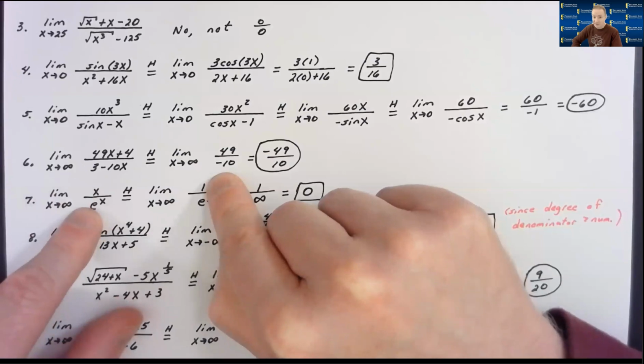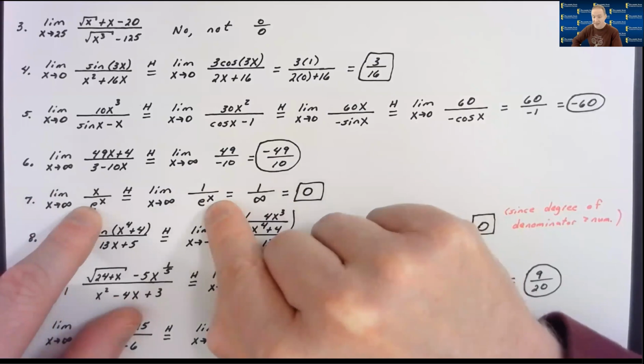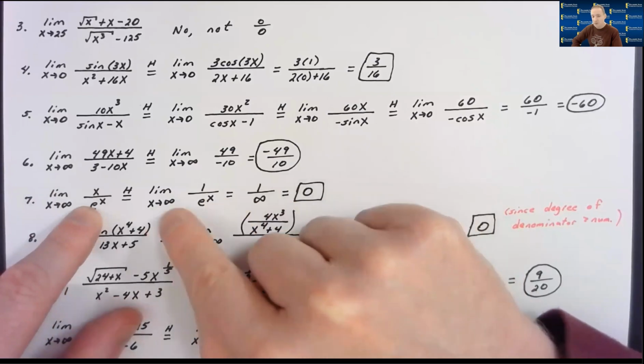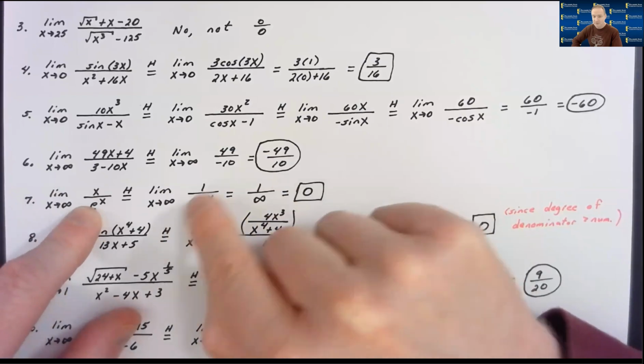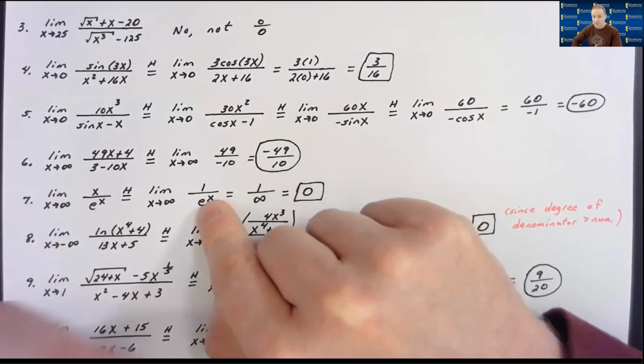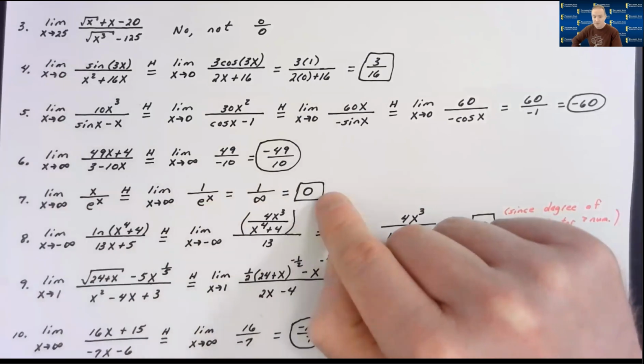Well, my denominator, it's never going to decrease in size. The derivative of any exponential function is that exponential function. So now I can take the limit and I can say, well, the limit as x approaches infinity of 1 over e to the x, that's 1 over infinity, goes to 0.